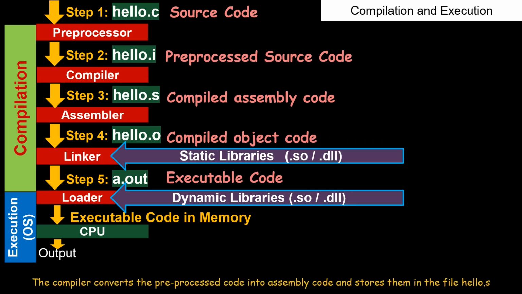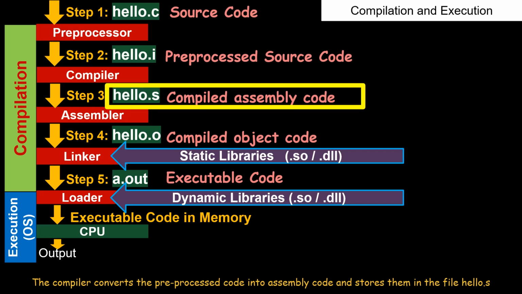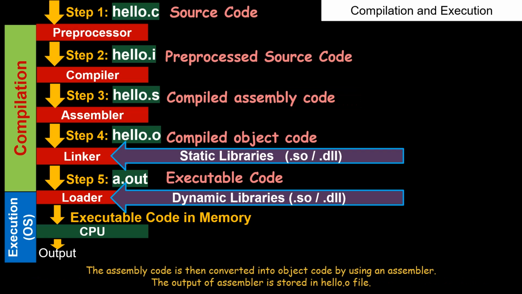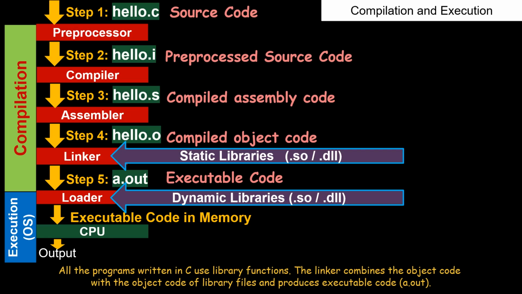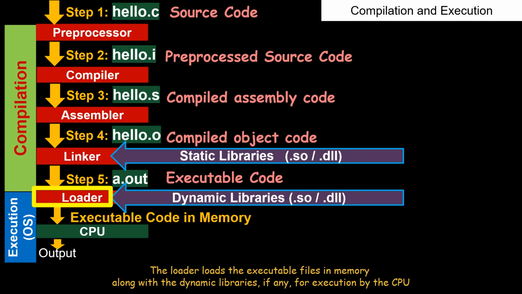The compiler converts the pre-processed code into assembly code and stores them in the file hello.s. The assembly code is then converted into object code, by using an assembler. The output of assembler is stored in hello.o. All the programs written in C use library functions. The linker combines the object code with the object code of library files, and produces executable code, a.out. The loader loads the executable files in memory, along with the dynamic libraries for execution by the CPU.